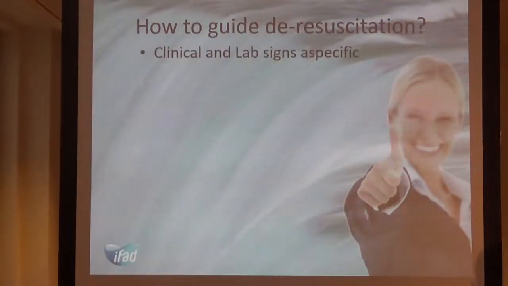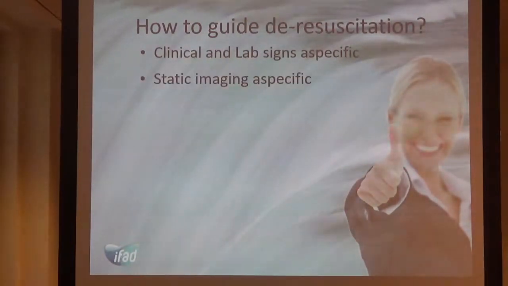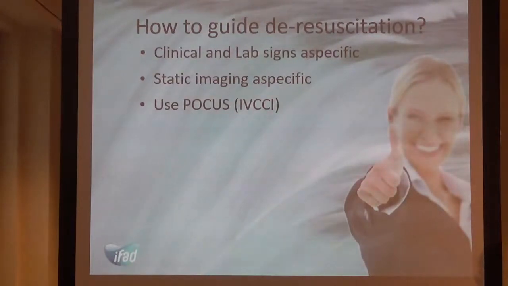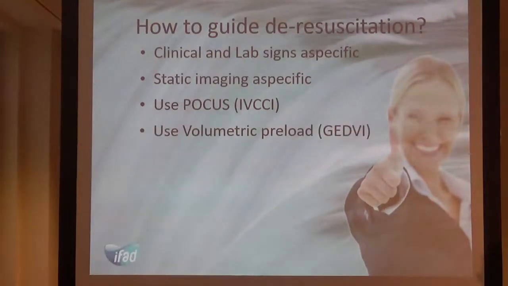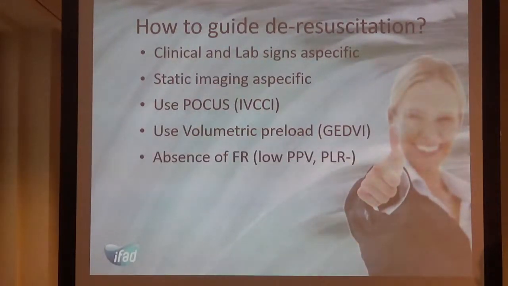So how should we guide resuscitation? Well, I think clinical science, lab science, some may be promising, like the dilutional anemia or the protein levels. Static imaging like chest X-ray is useless. Dynamic ultrasound like inferior vena cava collapsibility index, but with the limitations that I showed you in obstructive shock. Use volumetric preload indices. We're going to remove fluids, so monitor the volume and not barometric preload. The absence of fluid responsiveness, if you reverse it, could be an indicator that the patient will be ready for de-resuscitation. So low pulse pressure variation and a negative passive leg raising.